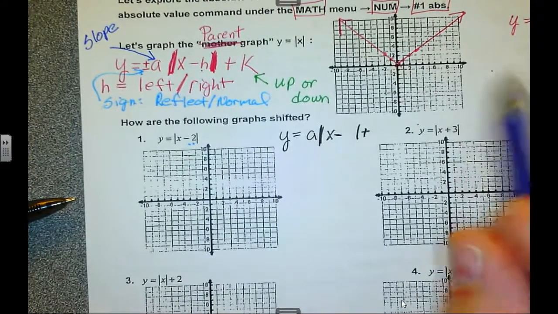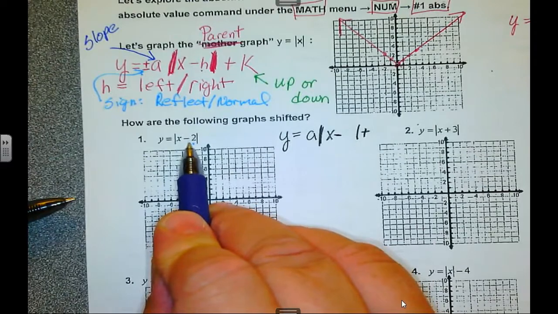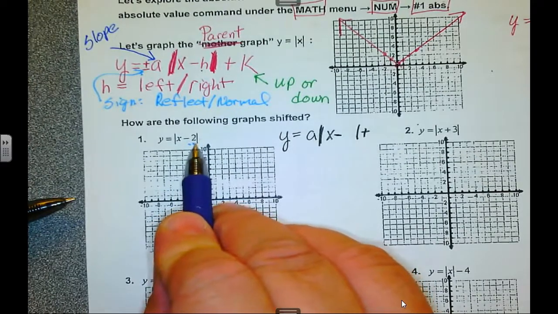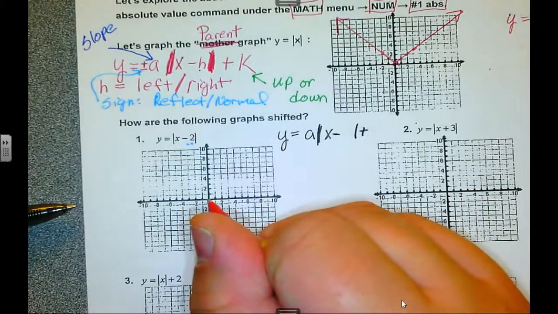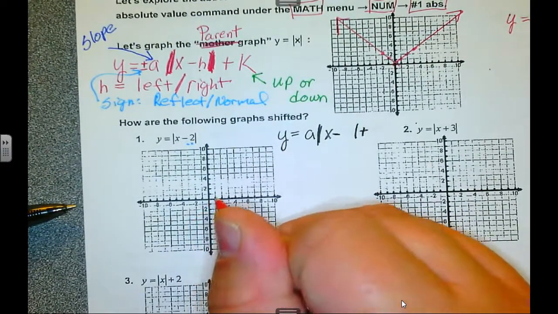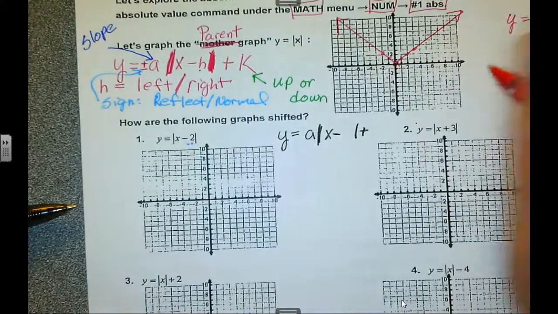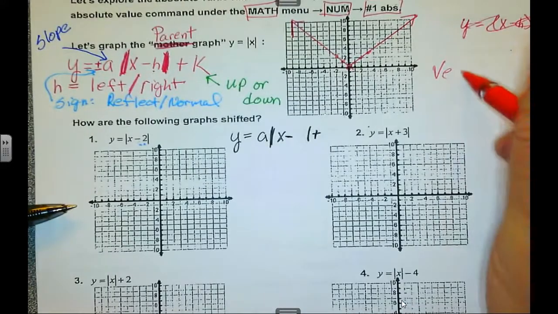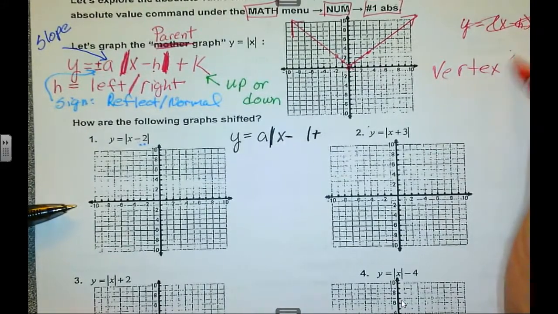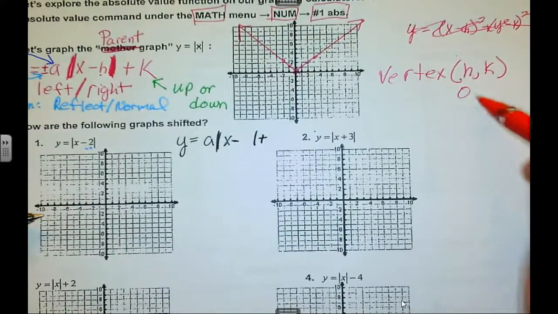Okay, since this is a minus sign in here, I'm going to go right to the opposite side. So, you can either plug this in your calculator, or you could just take our vertex. This is the vertex, 0, 0. By the way, the vertex is h, k, and in our parent function, it's 0, 0.